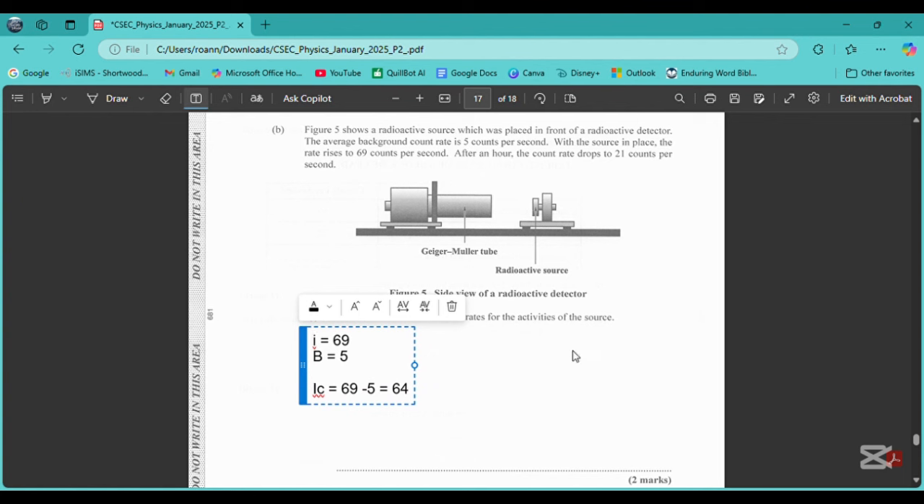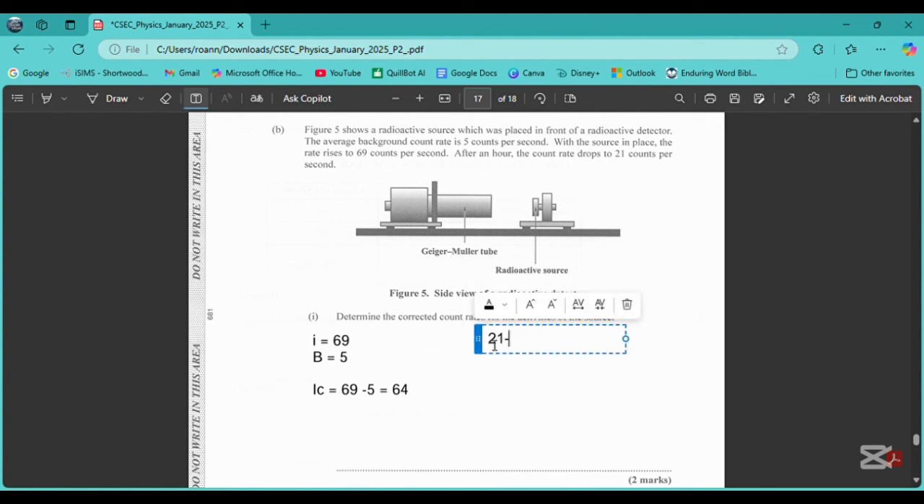After an hour, the new count rate was 21 counts per second. Therefore, to find the corrected count rate after the 1 hour, we would subtract 5 from 21, and that would give us 16 counts per second. So 21 minus 5 gives us 16 counts per second, and this would be for after the 1 hour.